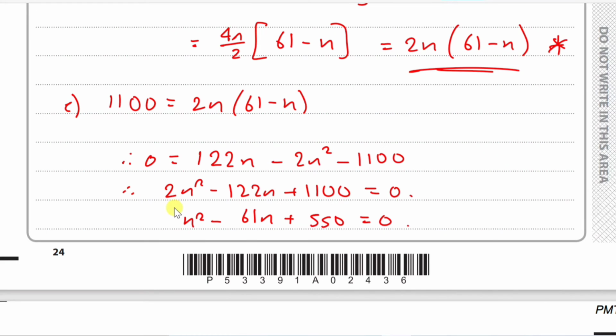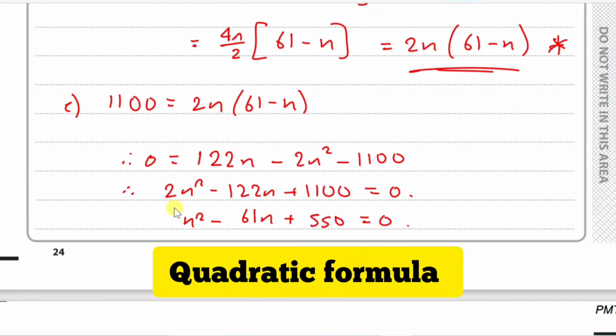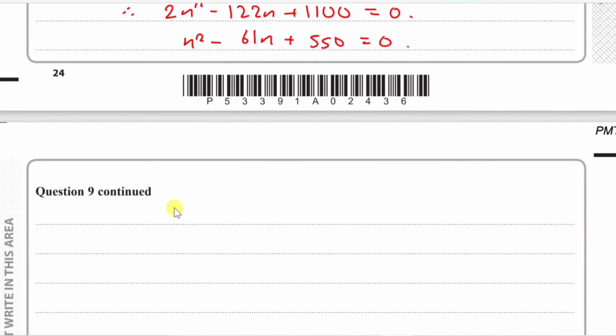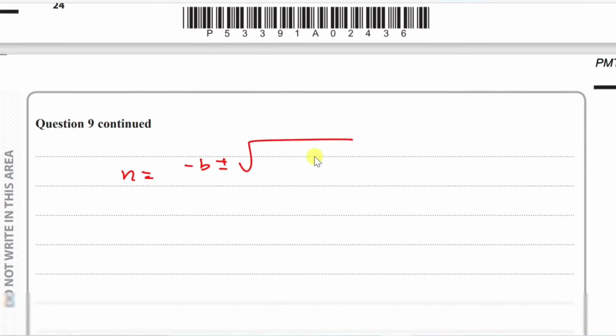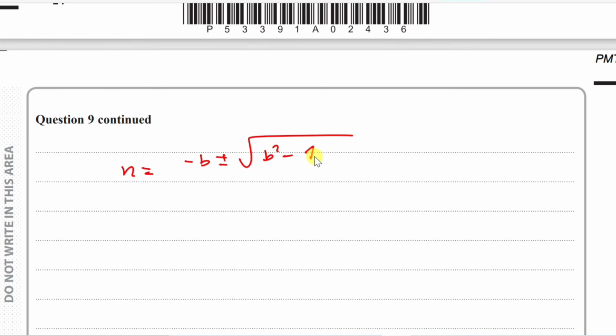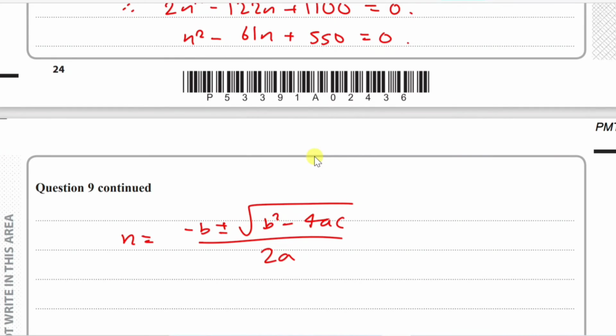So, to solve this one, we need to use either the quadratic formula, or you can use the quadratic formula in your calculator, or you can factorize. If you guys are not sure how to do that, I'm just going to use the quadratic formula and get the answer directly. So the quadratic formula is n equals minus b plus or minus the square root of b squared minus 4ac, all over 2a. And just recapping the values, a is the coefficient in front of the n squared, so it's 1. b would be minus 61, and c would be 550.